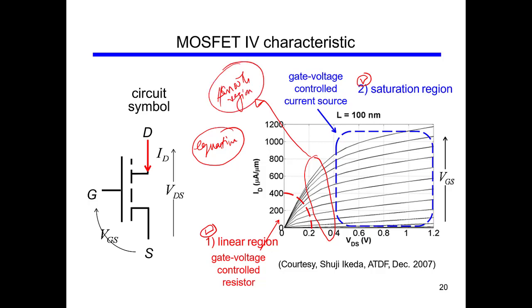Ideally, we want a single equation that describes the whole IV characteristic, whether it is the linear region, the saturation region, or the smooth region between. We want a single equation. But as a first step, we will see the development of two equations, one in the linear region and the other in the saturation region.